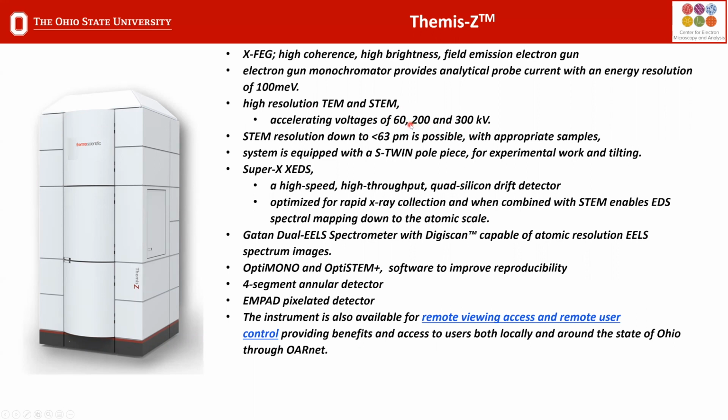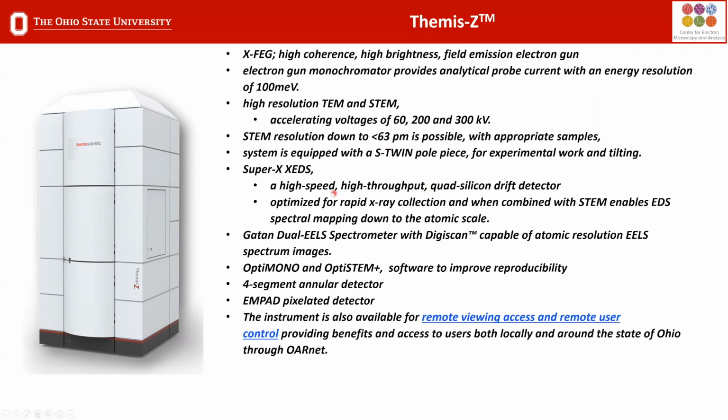These small samples we put in the microscope quite often are beam sensitive, they damage. And so being able to vary the voltage is important. We can also use the monochromator to vary the dose. And so now you have an analytical microscope where you can tailor the amount of electrons that hit the sample to get the best signal out of it. In doing this, we also have the ability to image features down to around 63 picometers. Now again, with appropriate samples.